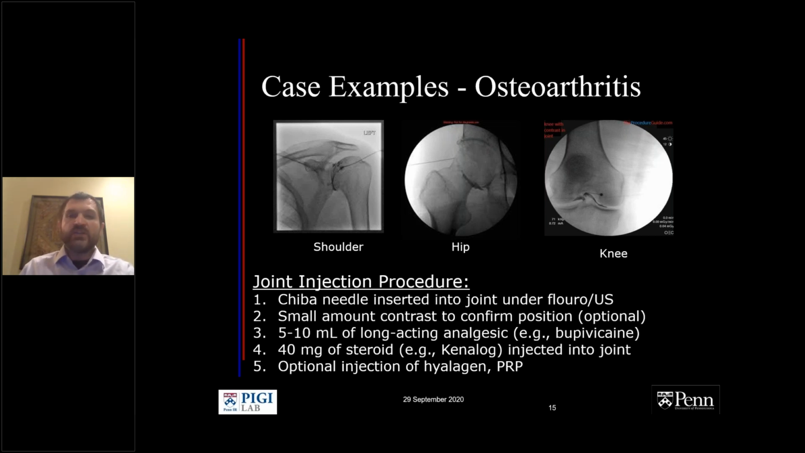or the second image is, of course, of the hip, and so you can see how it spills into that femoroacetabular joint, or into the knee. So in all of those cases, now you've confirmed placement. So you place that needle into the joint under fluoroscopic or ultrasound guidance. You inject a small amount of contrast.